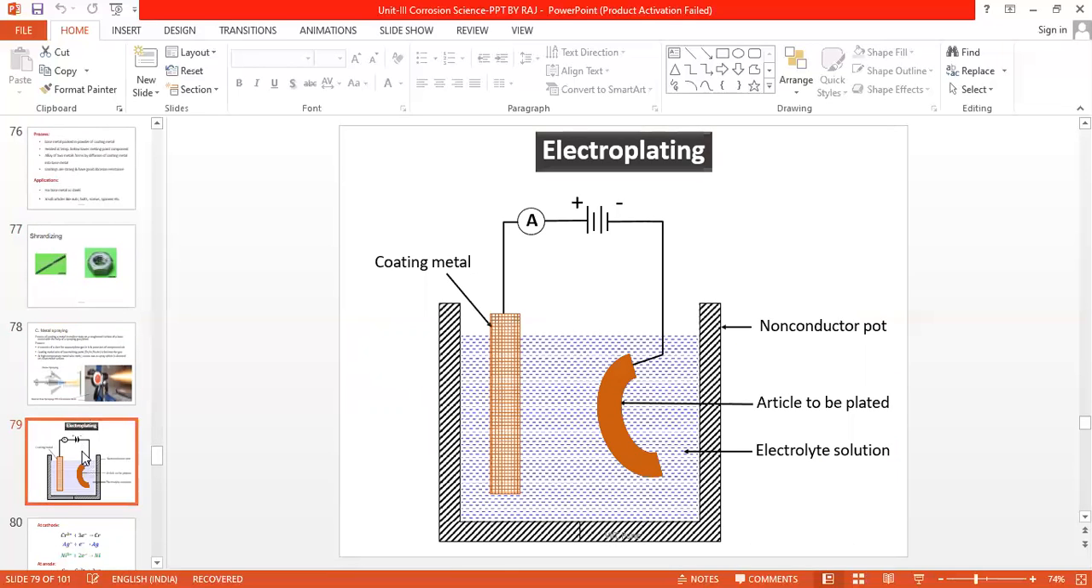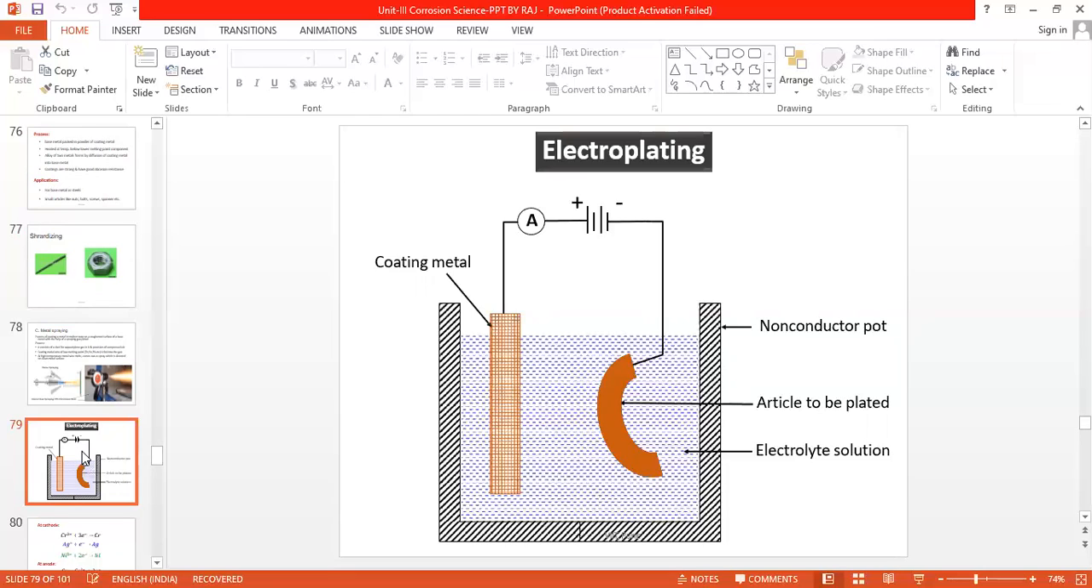Next is electroplating. It is commonly used in the automobile industry. The well-known examples of electroplating are nickel plating, chromium plating, etc. When the coating metal is plated over the base metal to protect it from corrosion by applying an external current, it is called electroplating.